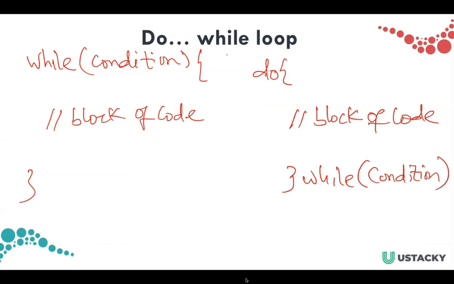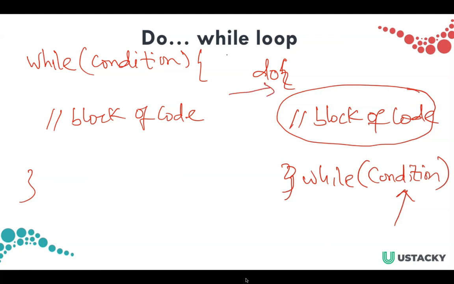The difference between the execution of two statements is that for do while loop, the execution starts from do. After completing this execution, the condition here is checked. If the condition is true, the line of execution goes back here and this block of code is run again. And it continues like that, like the normal while loop. But the point of difference between the two is in the first iteration, in the first loop.